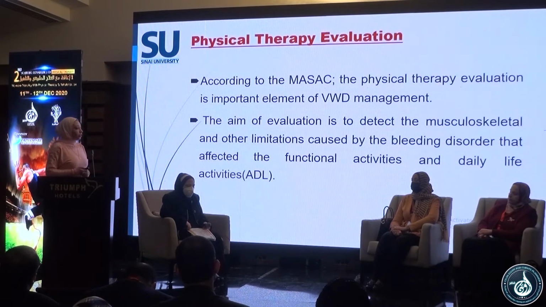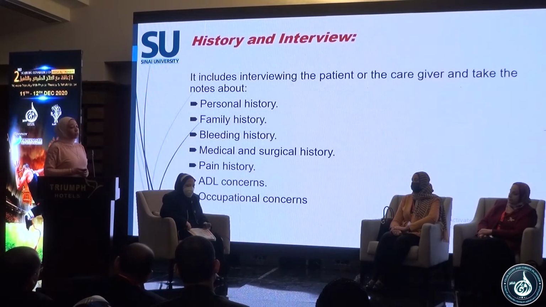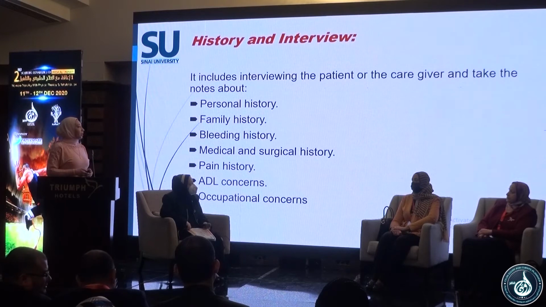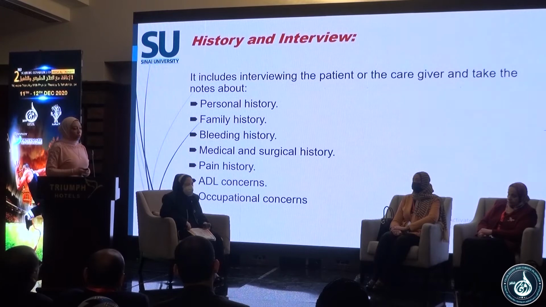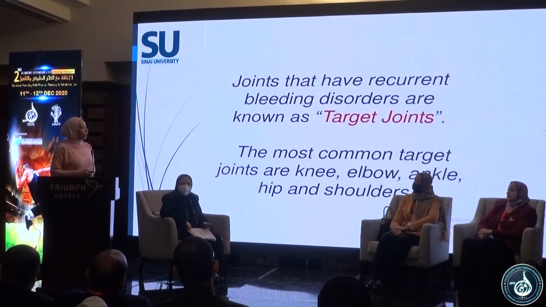It's also considered how the type is affecting the aerobic activities, affecting joint range of motion, or affecting the muscles. First, as a physical therapist, you must take the history: personal history, family history, the bleeding history in these diseases, medical and previous surgical history, pain history is very important, and ADL concerns and occupational concerns. We must know the target joints. The most common target joints in bleeding disorders such as hemophilia are knees, elbows, ankles, hips, and shoulders.